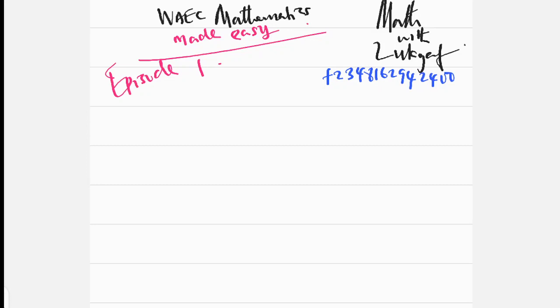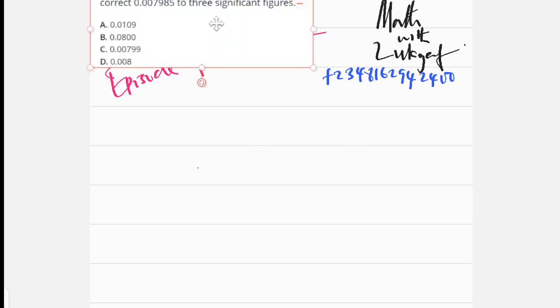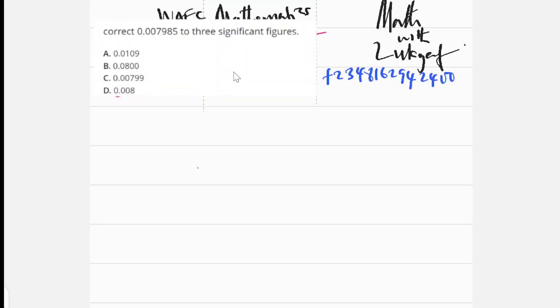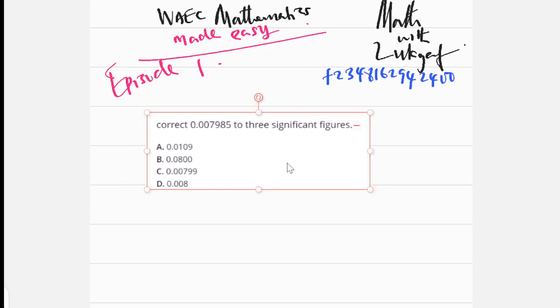The first question here asks us to correct 0.007985 to 3 significant figures. I think I should just put it here so that you can see it clearly. So the question asks us to correct 0.007985 to 3 significant figures. Before that, let me quickly brush this up.